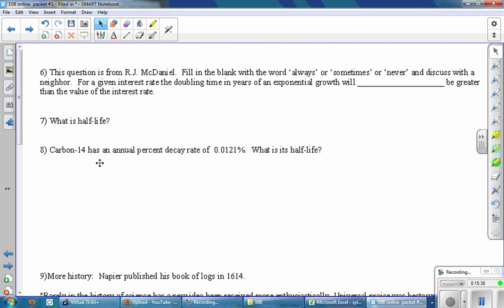Number 6, this question is from RJ McDaniel. Fill in the blank with the word always or sometimes or never and discuss with a neighbor. For a given interest rate, the doubling time in years of an exponential growth will blank, always, sometimes, or never, be greater than the value of the interest rate. So I don't know if you have neighbors nearby you right now that would be willing to discuss this, but discuss or contemplate on your own, pause the video and come back when you think you've got something.